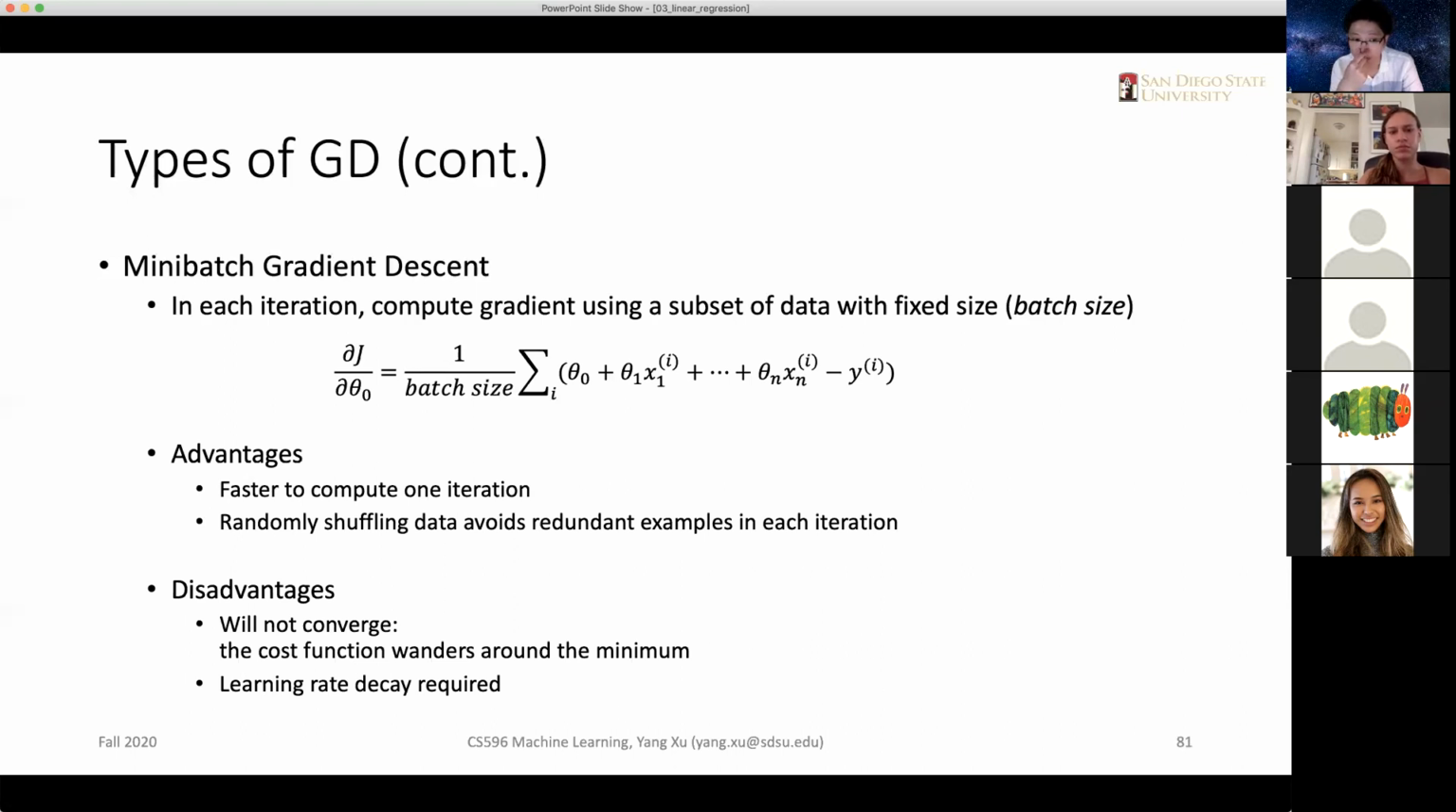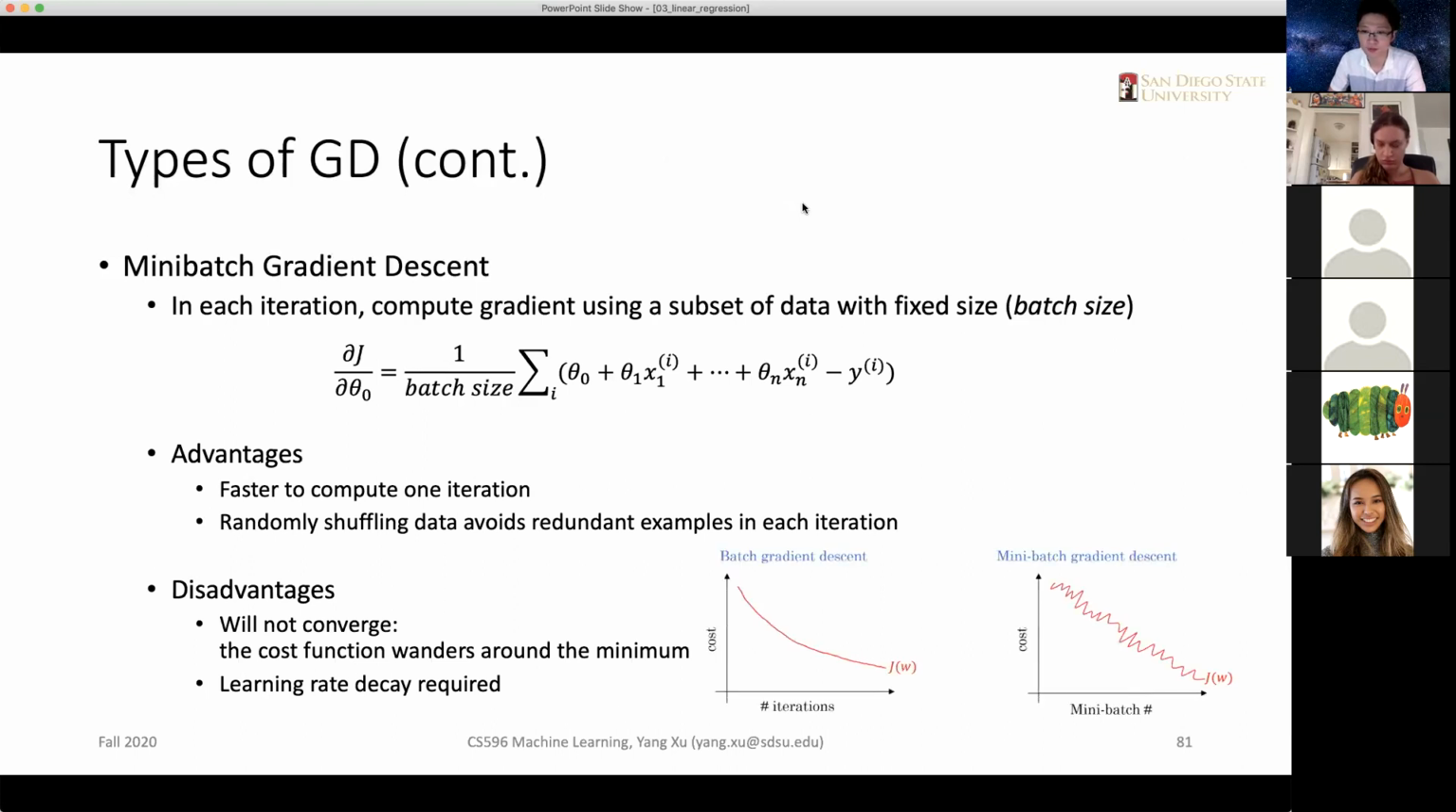But for mini batch, there's some randomness in how it moves in each iteration. So you need to set a smaller step as the training goes on. Learning rate decay is required in mini batch gradient descent. If you look at how the cost function changes with the iterations, batch gradient descent shows a smooth curve, but for mini batch, there's randomness between different batches, so there's more jittering in the curve.